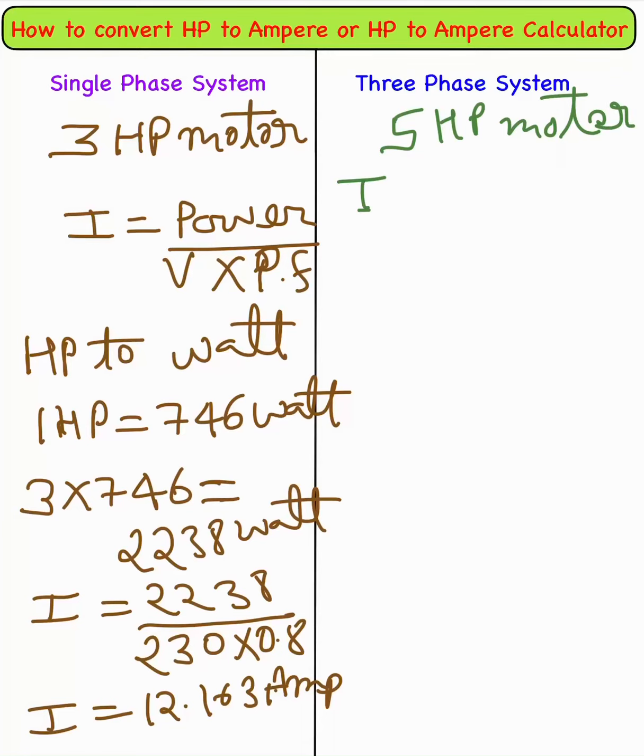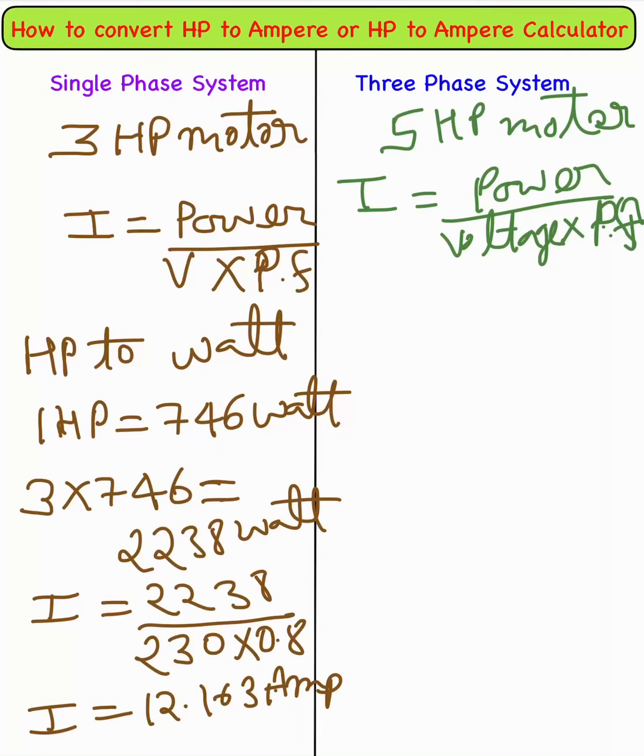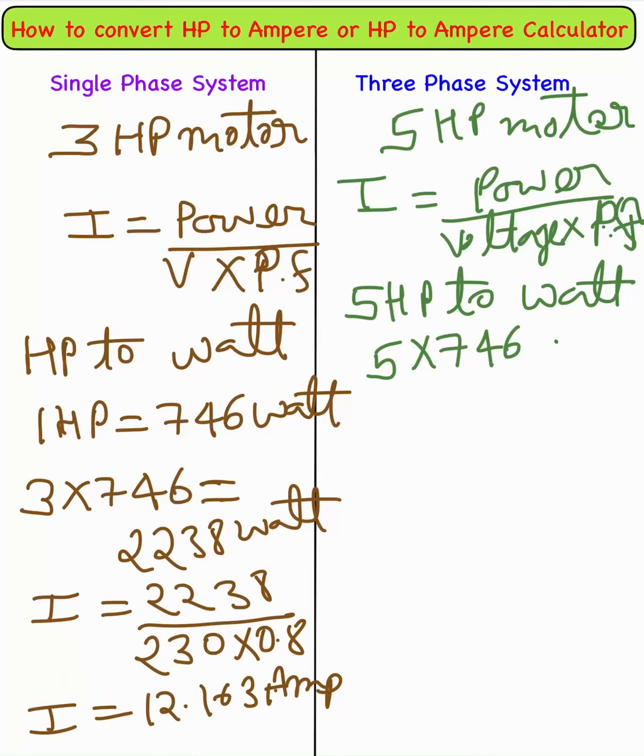I is equal to power upon voltage into power factor. Similarly we have to convert the 5 HP motor into watt. So multiply 5 into 746, so 5 into 746 is equal to 3730 watt.